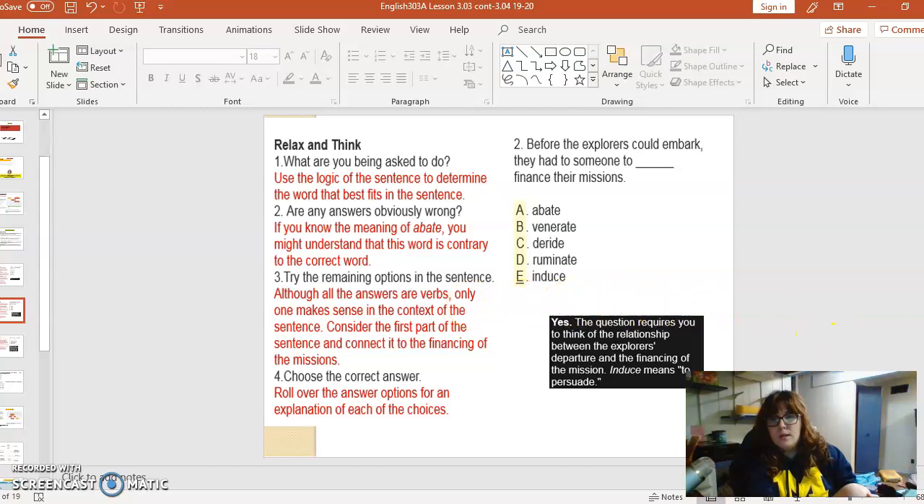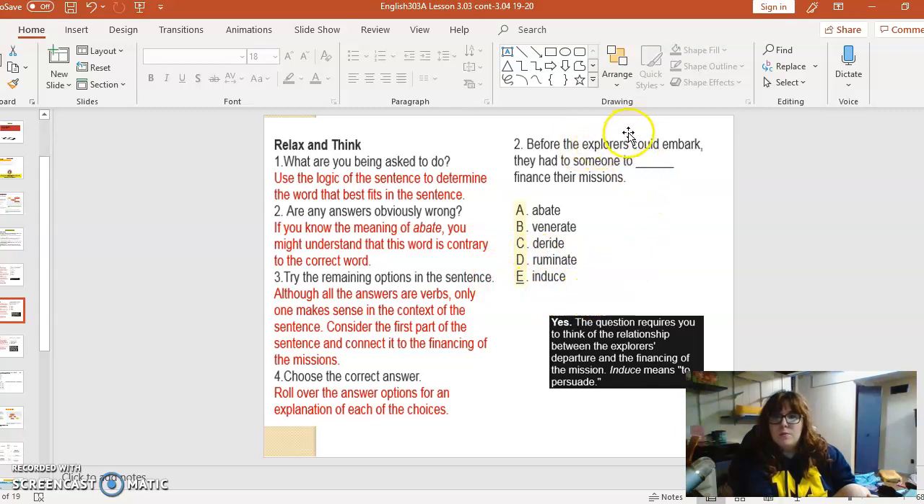And so you're looking at how the author's departure or the explorer's departure and the financing. So they're trying to find someone to pay for their missions, basically. And if you're looking at all these words, ruminate means you're thinking about it, but doesn't mean that they're doing it. Venerate means kind of like you're almost worshiping, which doesn't make sense. And so the correct answer is E.